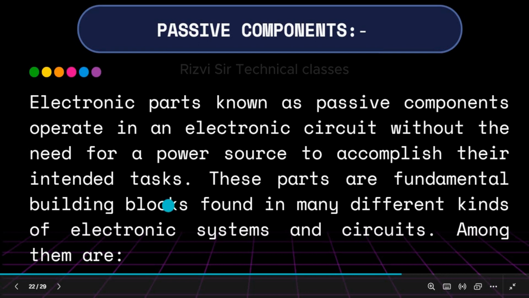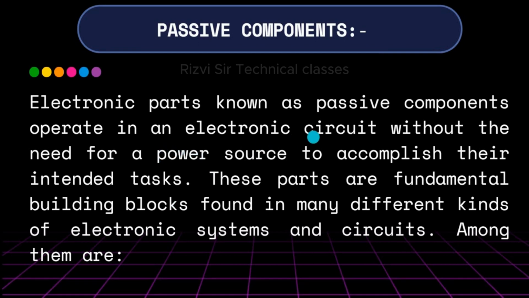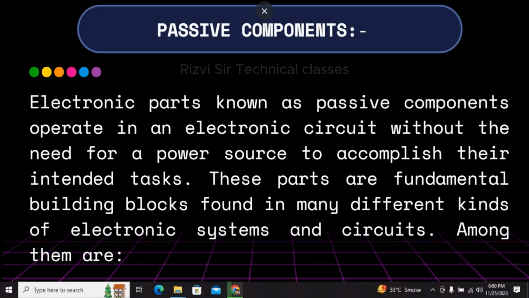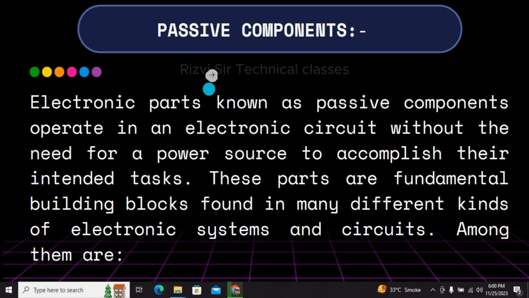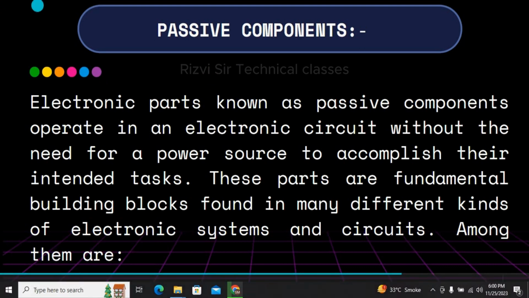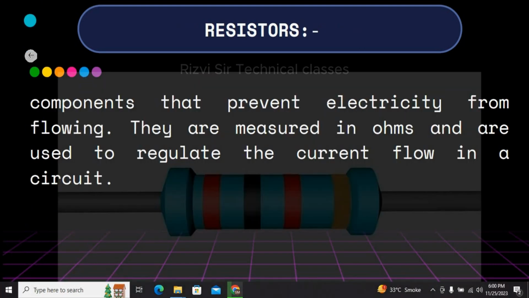Here is a simple definition: electronic parts known as passive components operate in an electronic circuit without the need for a power source. For passive components, we don't need a power source. That's the simplest definition for passive components. Next would be, first passive component is resistor.